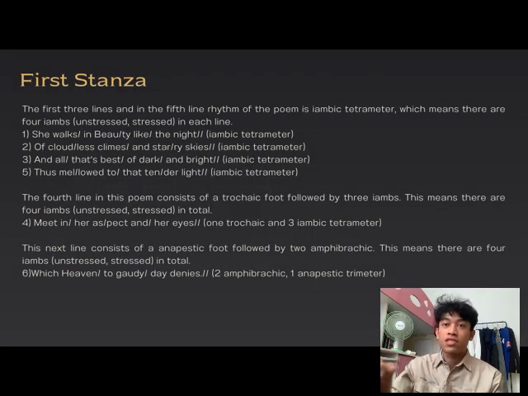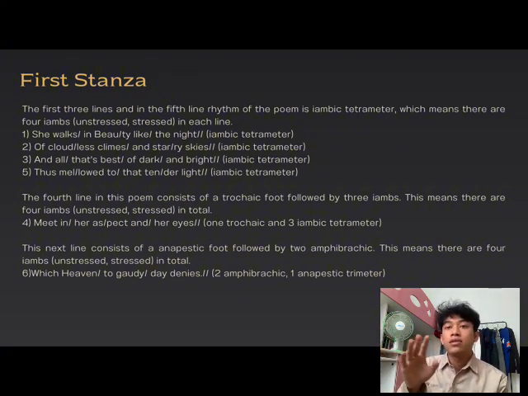So let's move to the first stanza analysis. The first three lines of the stanza and the fifth line are iambic tetrameter, which means there are four iambs, or unstressed and stressed syllables, in each line. In the first line, "She walks in beauty like the night," you can see it on the slide. And then the second line is "Of cloudless climes and starry skies," and so on. It happens also in the third line and in the fifth line.